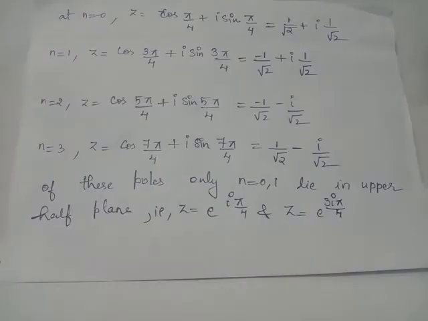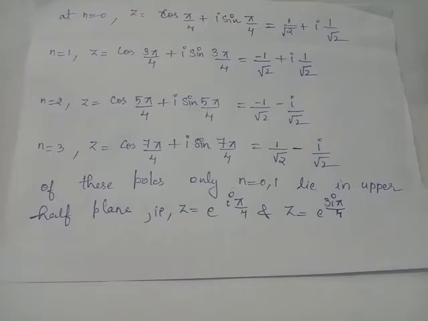At n equals 0, we have z equals cos pi by 4 plus i times sin pi by 4, that is 1 by root 2 plus i by root 2. Here, the real part of z and the imaginary part of z are both positive, and hence this value of z lies in the first quadrant, that is in the upper half plane. For n equals 1, we have z equals cos 3 pi by 4 plus i times sin 3 pi by 4, that is negative 1 by root 2 plus i by root 2. Here, the real part of z is negative and the imaginary part of z is positive, and hence this value of z lies in the second quadrant, that is in the upper half plane.